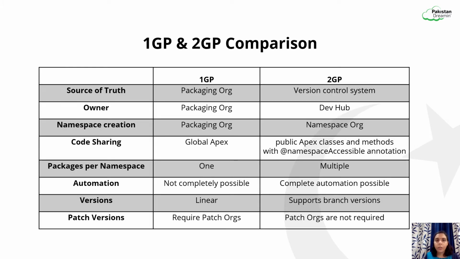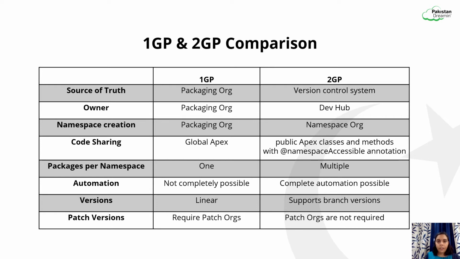Before we actually go into the comparison between 1GP and 2GP, let's see what they have in common. They both share the key packaging concept of associating metadata with a package, and they both allow you to iterate and create packages and package versions, which can be installed and uninstalled in subscriber orgs. Both managed package types will enable you to submit for package review on AppExchange and you can list the package on AppExchange. Both managed package types can use the License Management App, Subscriber Support Console and Feature Management App.